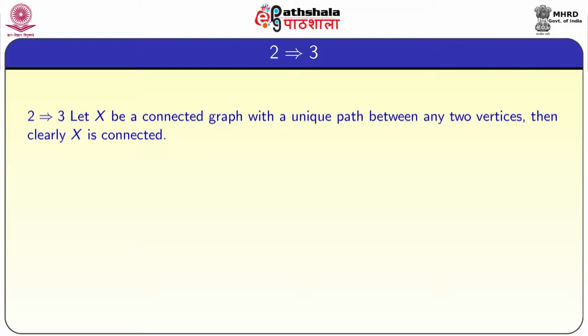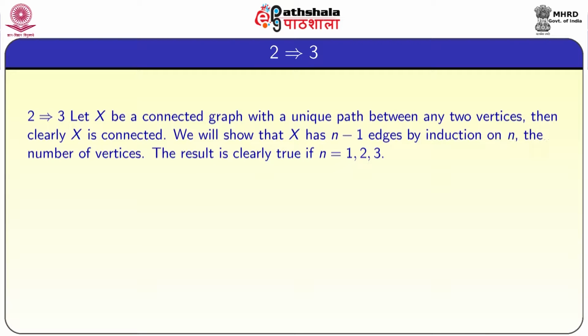Now we are going to show 2 implies 3. Let X be a connected graph with a unique path between any two vertices. This is the second statement. Then clearly X is connected. We will show that X has n minus 1 edges, that is the statement of 3. We will show that X has n minus 1 edges by induction on n, where n is the number of vertices. The result is clearly true if n equals 1, 2 or 3.